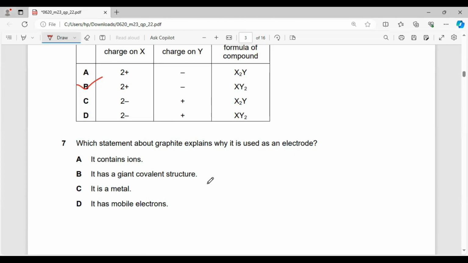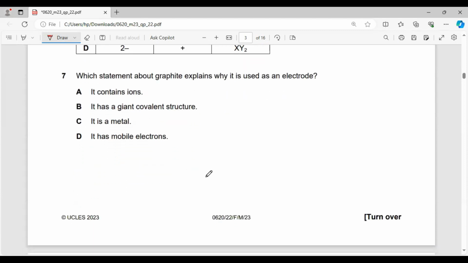Which statement about graphite explains why it is used as an electrode? It contains ions. It has a giant covalent structure. It is a metal. It has mobile electrons. Now, graphite does not contain ions as it is a covalent structure. It has a giant covalent structure. It is a metal? Graphite is not a metal as it is made up of carbon. It has mobile electrons. So, the moving electrons are responsible for conducting electricity. That is why graphite is used as an electrode.